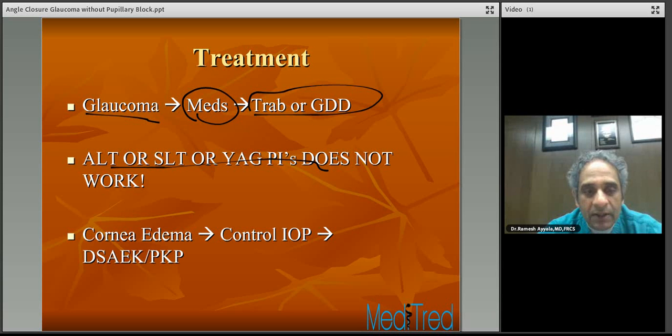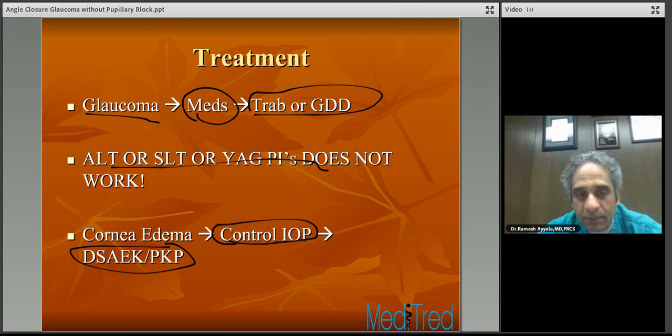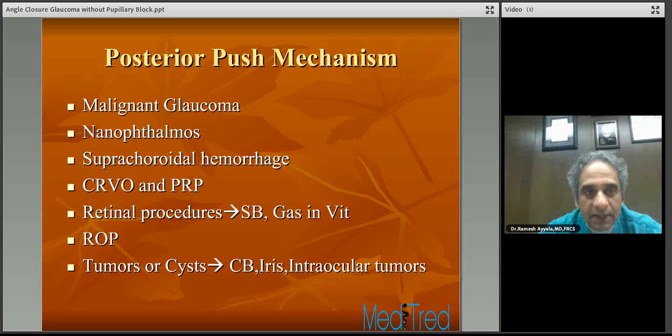Corneal edema. If the patient develops corneal edema, the first thing you want to do is to control the intraocular pressure. And in spite of that, if the corneal edema persists, you may consider either a DSEK or a PKP, depending upon the stromal scarring. I had two patients that I did DSEK on, and they're doing great. So I think most people nowadays are doing DSEK. In the old days, we used to do PKP, or penetrating keratoplasty, on these patients.